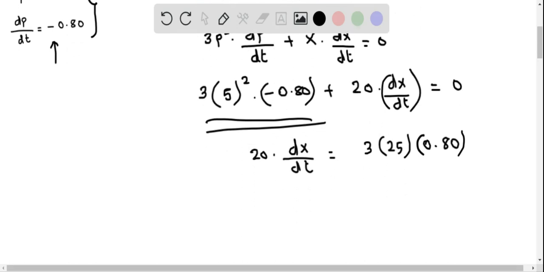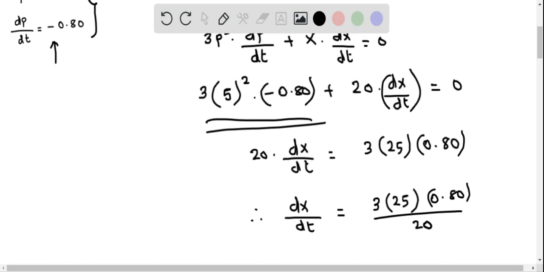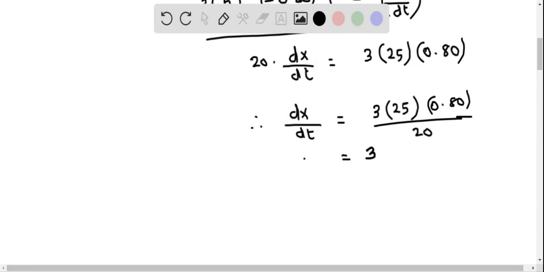Now we have to solve for dx over dt by dividing both sides by 20. So therefore we get dx over dt, and this equals 3 times 25 times 0.80 divided by 20. We put this expression into the calculator, and when we do that, we get 3. That is, dx over dt equals 3.